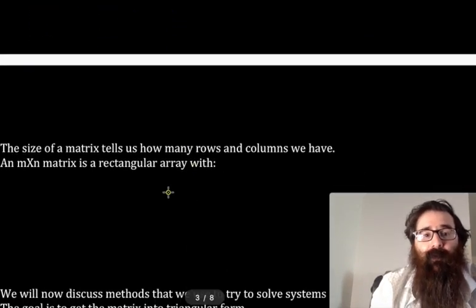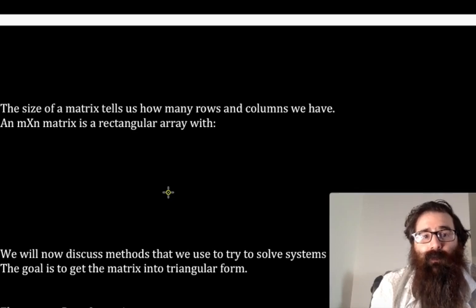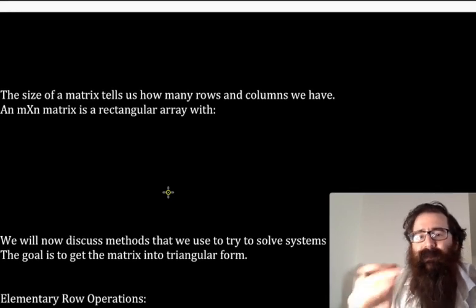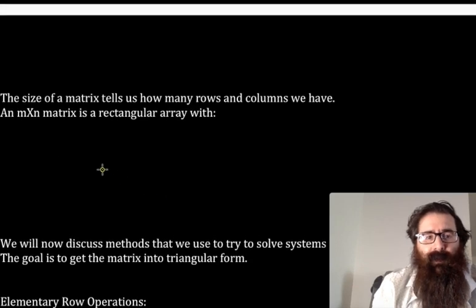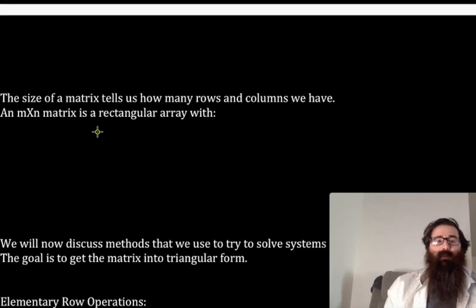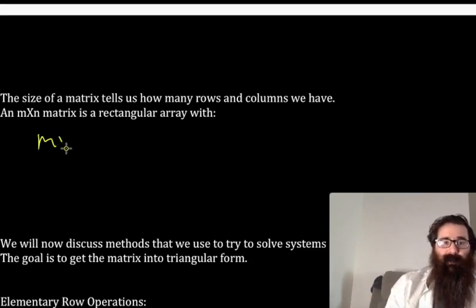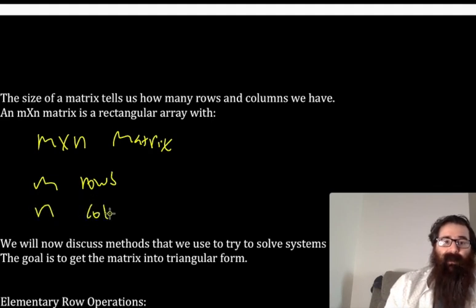Now the size of our matrix tells us how many rows and columns we have. We like to talk about these in general. We also like to get a bit specific when we talk about matrix operations. An m by n matrix is a rectangular array that has m rows and n columns.